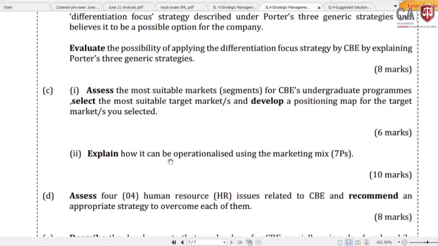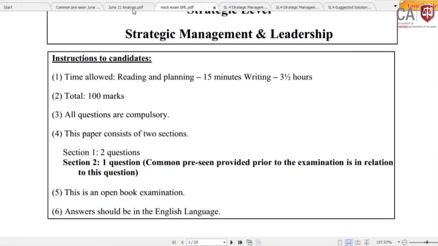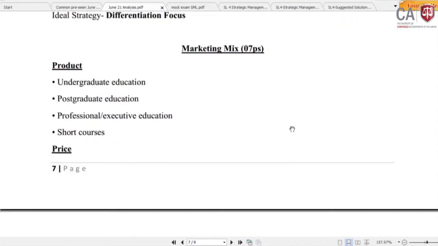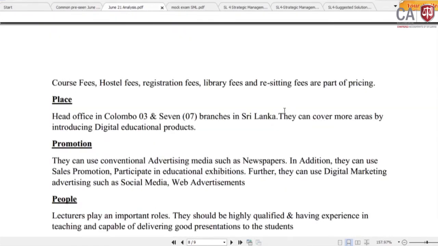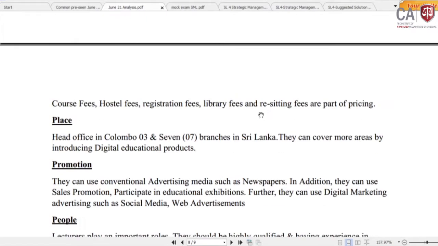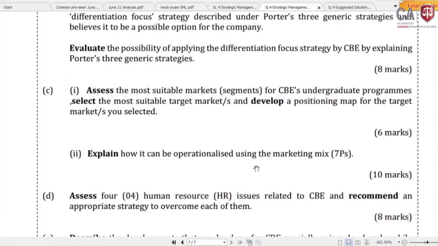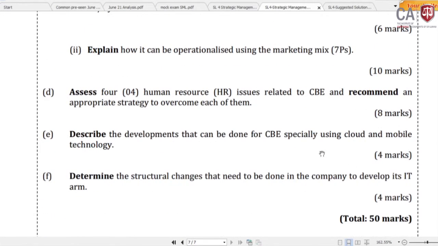Then part C 2, explain how it can be operationalized using the marketing mix 7 P's. Look at this marketing mix 7 P's. I have done that analysis also, see. Marketing mix 7 P's. So, of 10 marks, 18 has been covered.